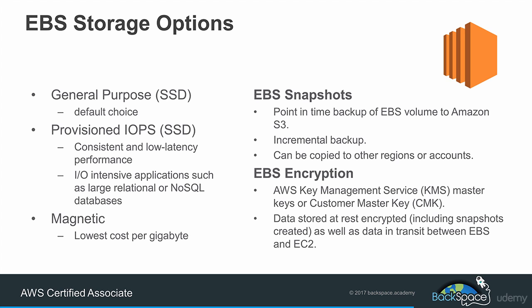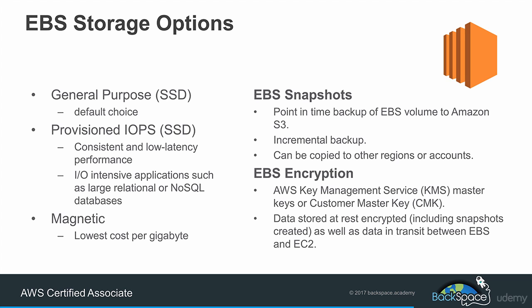EBS snapshots: you can do point-in-time backups of your EBS volumes to Amazon S3, and they're incremental backups, so as you keep backing up, it's not going to back up the entire EBS volume. It will only back up what has changed from previous backups. You can also take those EBS snapshots and copy them to other regions or even other AWS accounts. And also with EBS, you can encrypt your data at rest, including all of these snapshots.